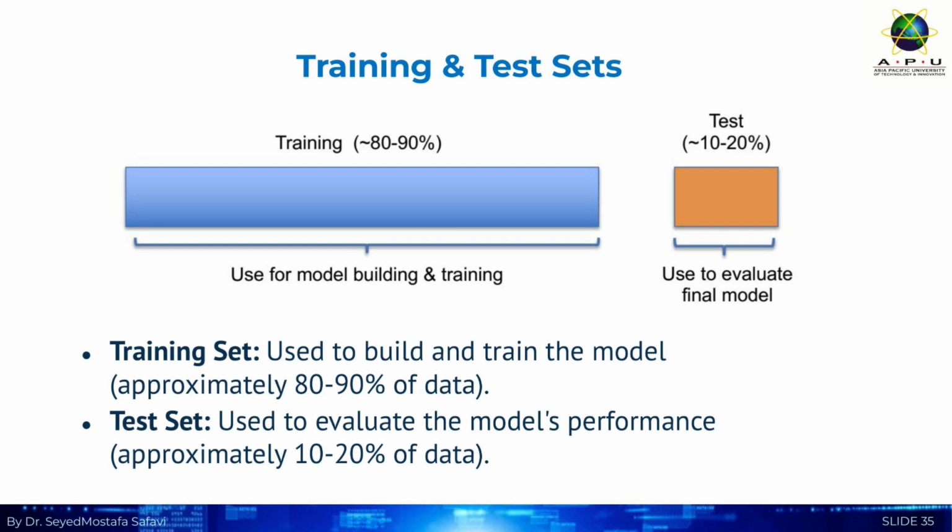Training set, 80 to 90%. This is the bulk of the data used to build and train the model. The model learns all its parameters from this set. Test set, 10 to 20%. This set is used only once, at the very end, to evaluate the final, fixed model. It is the final, unbiased report card on how well your model will perform in the real world.